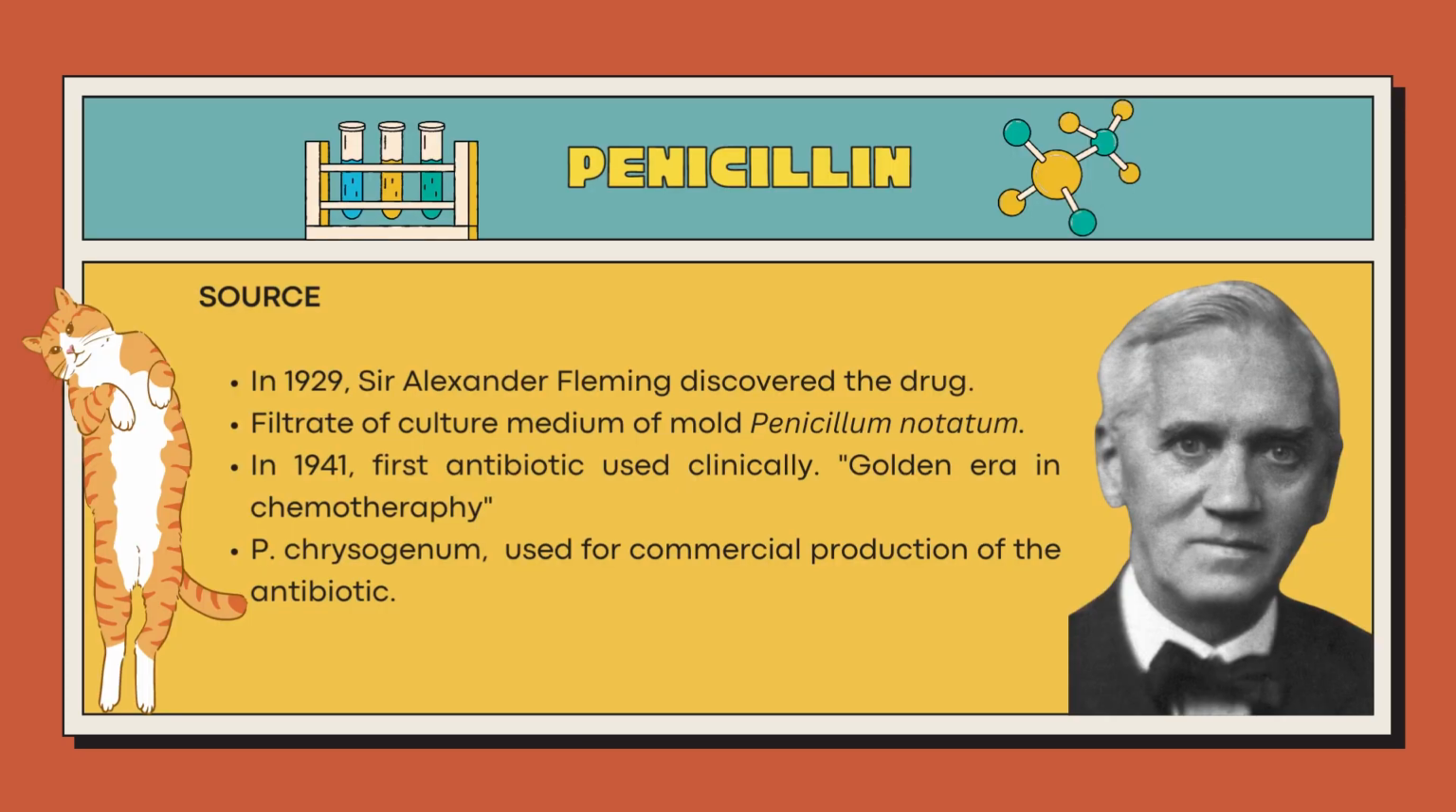One of the beta-lactam drugs are the penicillins. Penicillin was originally discovered by Sir Alexander Fleming in the filtrate of culture medium of mold Penicillium notatum, having bactericidal action on Staphylococci in 1929. Penicillium chrysogenum, a mutant of Penicillium notatum, is presently used for commercial production of the antibiotic. Penicillin was the first antibiotic to be used clinically in 1941, signaling commencement of the golden era in chemotherapy.